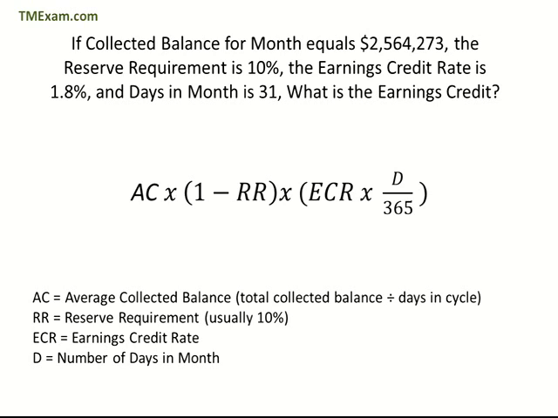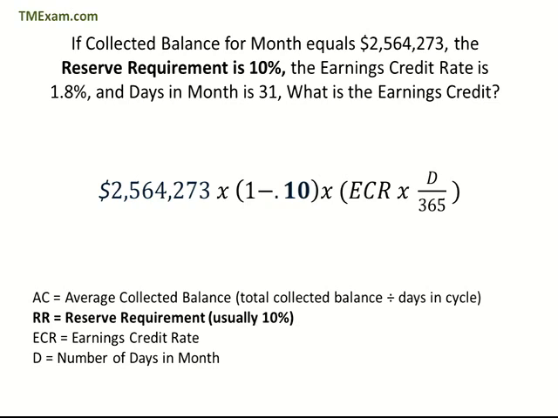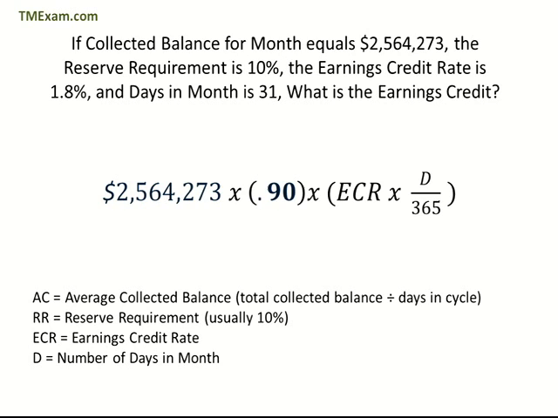So what we'll do is we'll break this down one piece at a time, and this is exactly how we recommend that you do any formula for this exam. First, input the collected balance, $2,564,273. Next, you'll enter the reserve requirement, which is 10%, so that would be 0.10. And the next step is to consolidate this part of the formula to 0.90. So 1 minus 0.10 is 0.90.